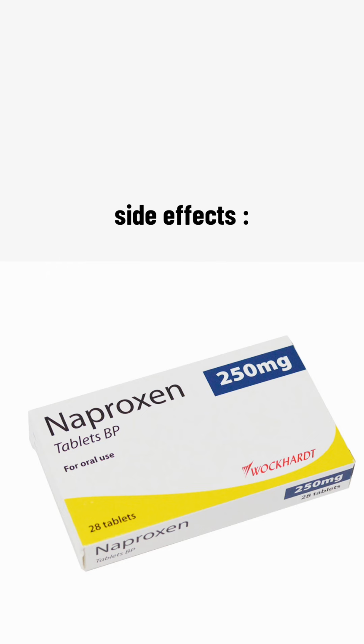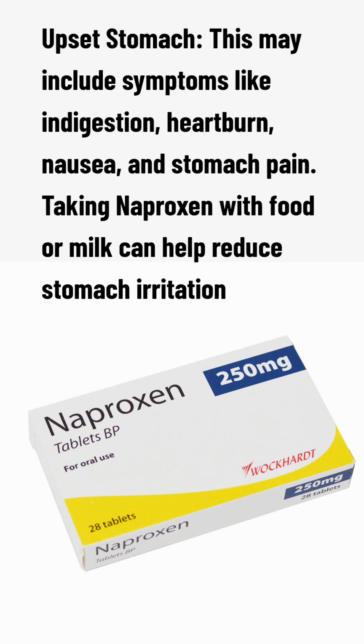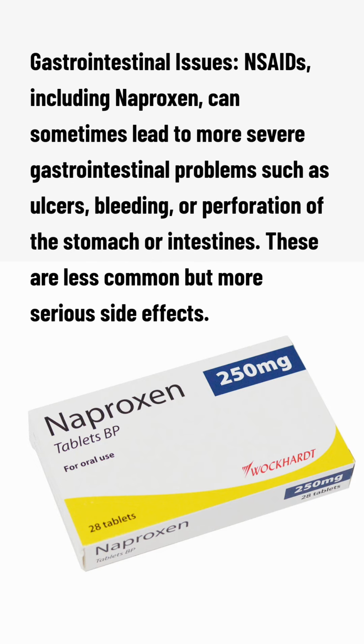Side effects. Upset stomach: this may include symptoms like indigestion, heartburn, nausea, and stomach pain. Taking naproxen with food or milk can help reduce stomach irritation. Gastrointestinal issues: NSAIDs, including naproxen, can sometimes lead to more severe gastrointestinal problems such as ulcers, bleeding, or perforation of the stomach or intestines. These are less common but more serious side effects.